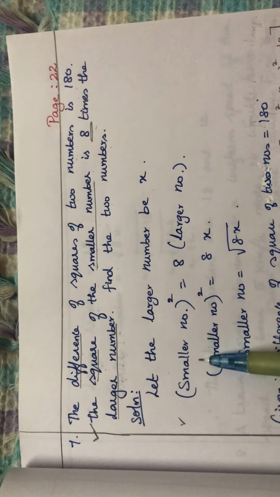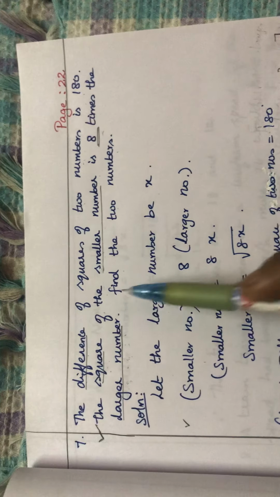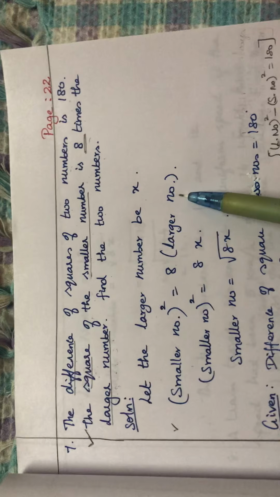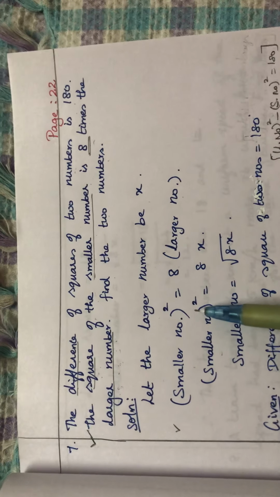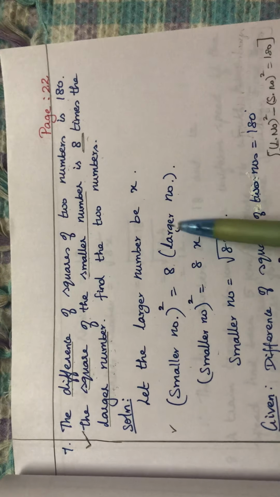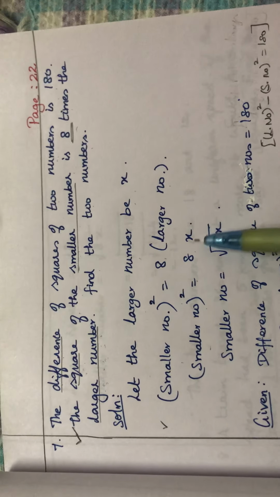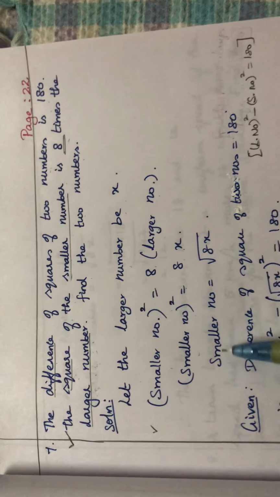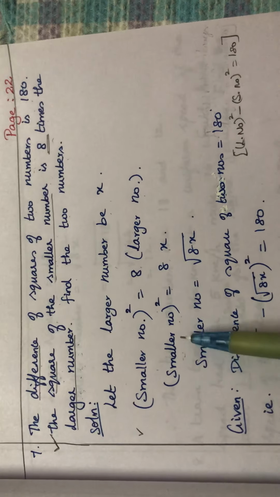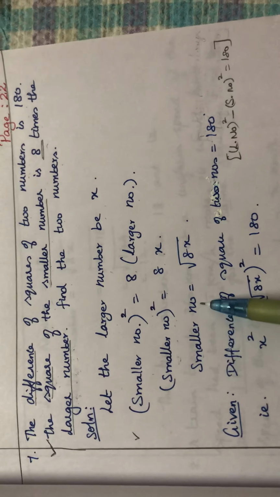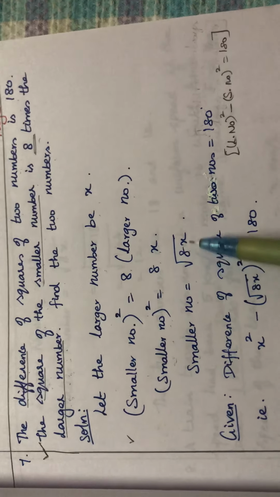Then what about the smaller number? The smaller number square is 8 times the larger number. So the smaller number square is equal to 8 times the larger number. We assumed it as x, so I am substituting x here. Now I want the smaller number, so removing the square, the smaller number is equal to square root of 8x.